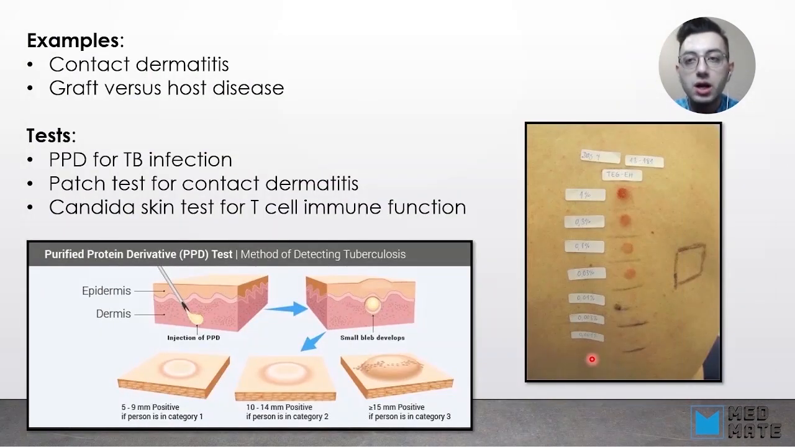Here, examples are contact dermatitis and graft versus host disease. There are also tests used nowadays that are based on type 4 hypersensitivity, and you can be tested on them in different examinations. The first is PPD for TB, or tuberculosis infection, the patch test for contact dermatitis, and the Candida skin test for T cell immune function.